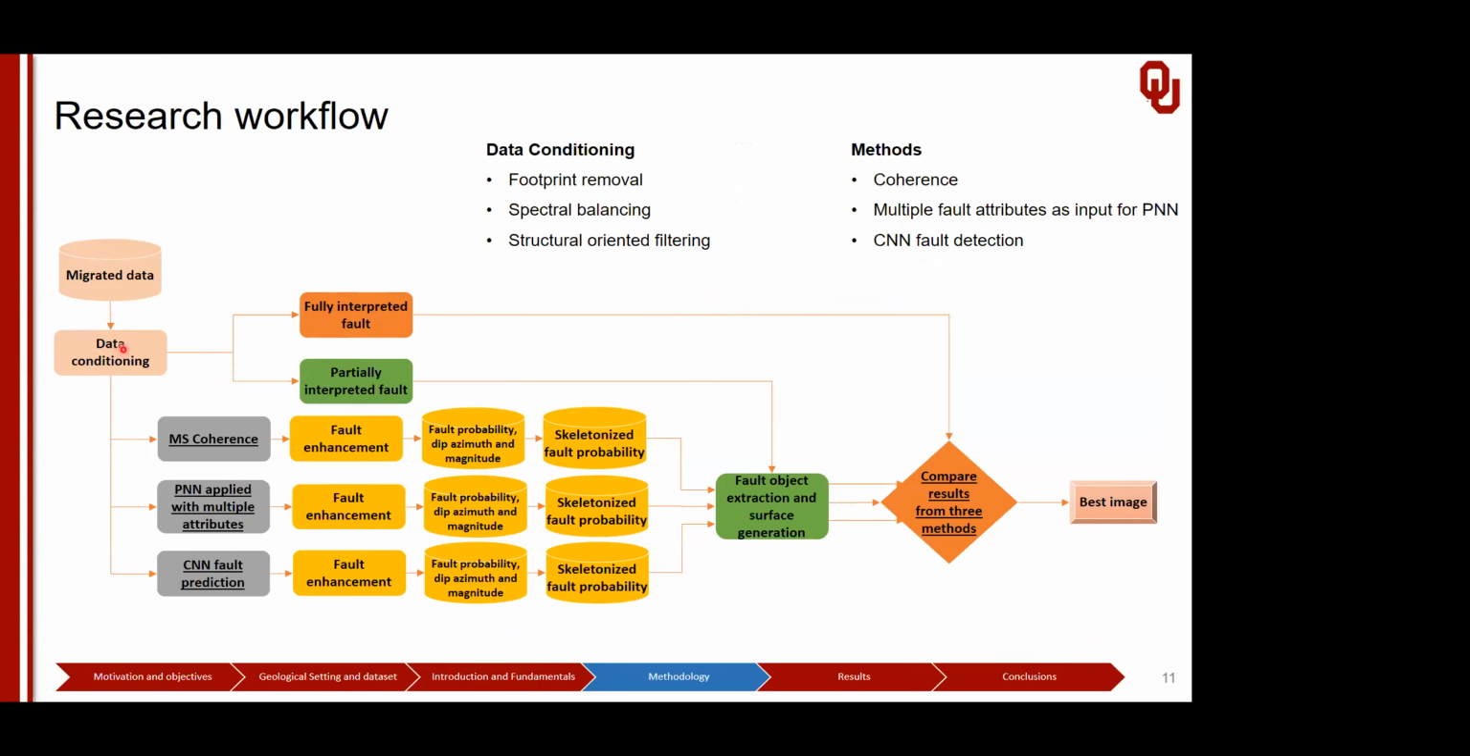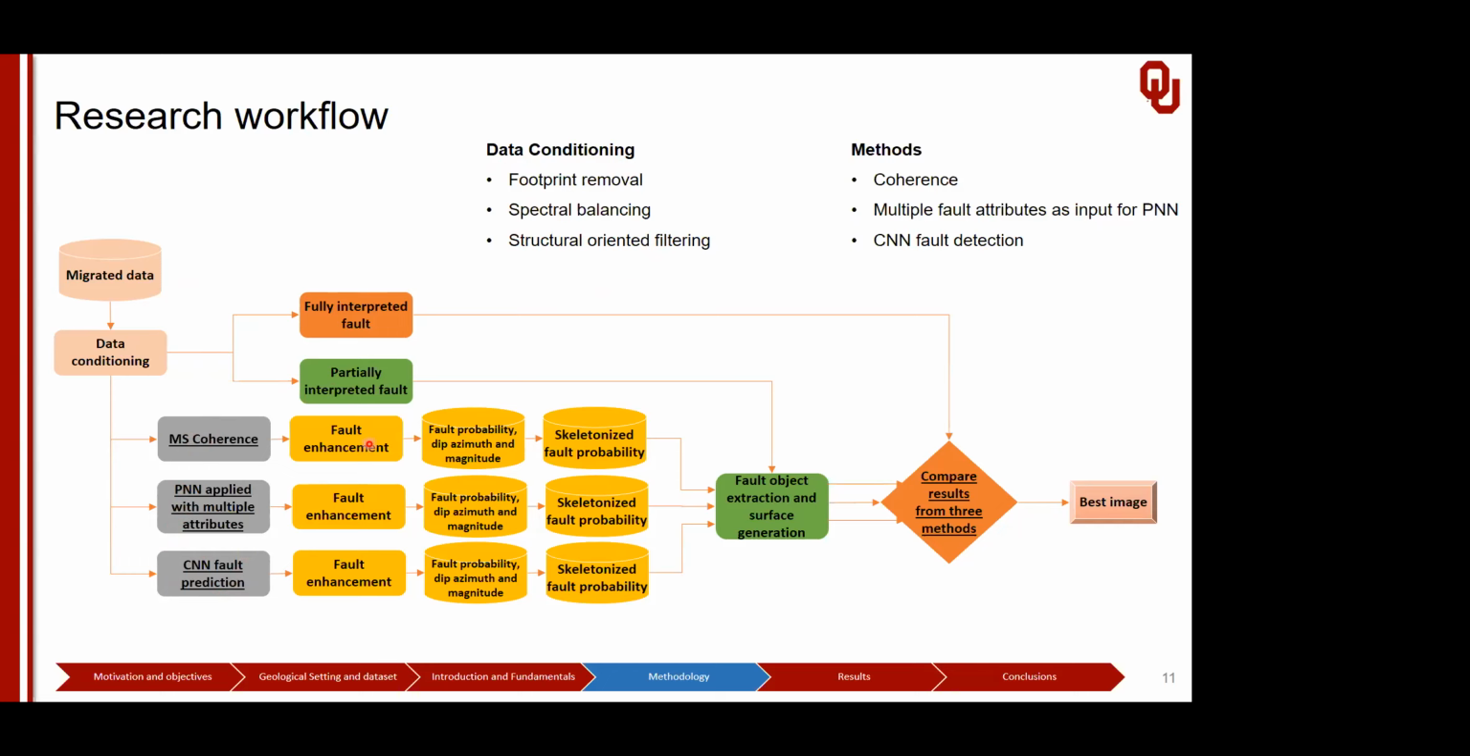You can see here the data conditioning process to remove undesired features. So what I did was to use footprint removal, spectral balancing, and structural oriented filtering. The second step is to run the different fault enhancement methods, such as multispectral coherence, PNN, probabilistic neural networks, and CNN. So at this point, I have three different volumes.